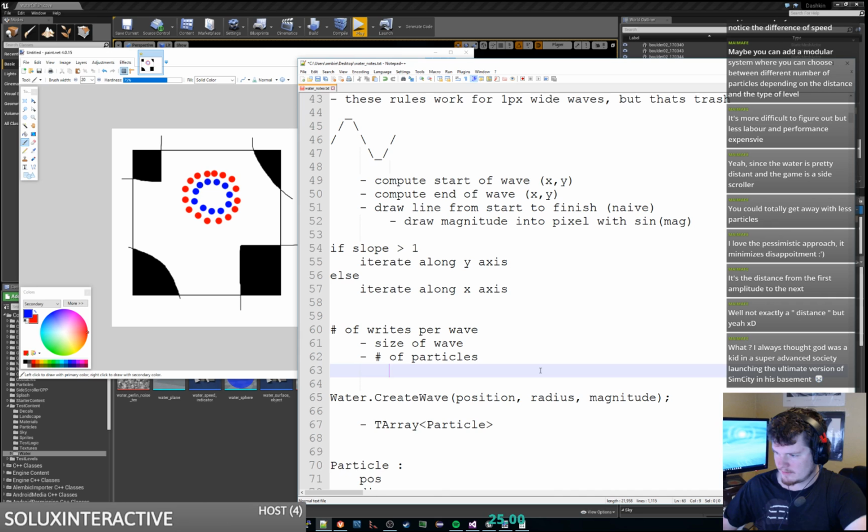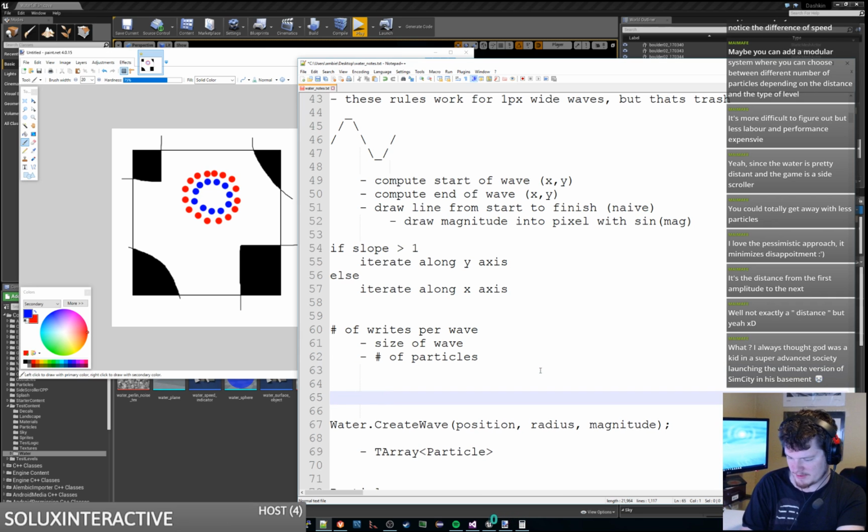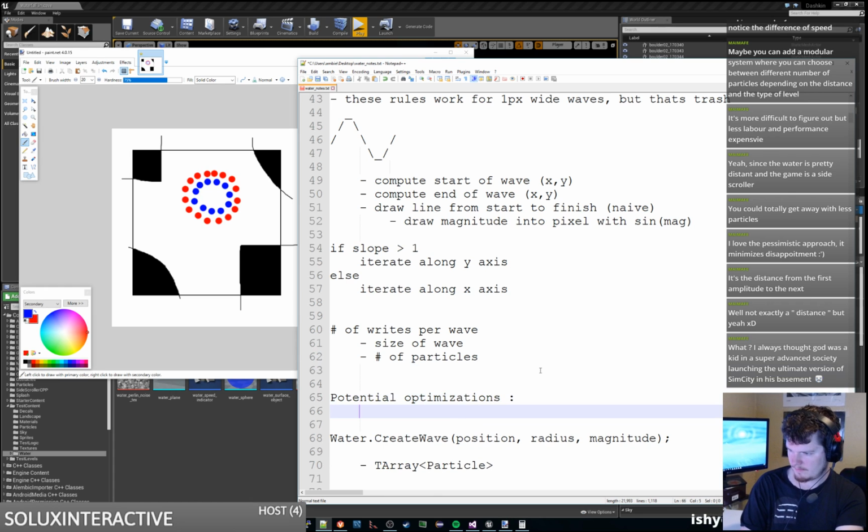So why don't we just write that down? Potential optimizations. Linear wave instead of sine curve.